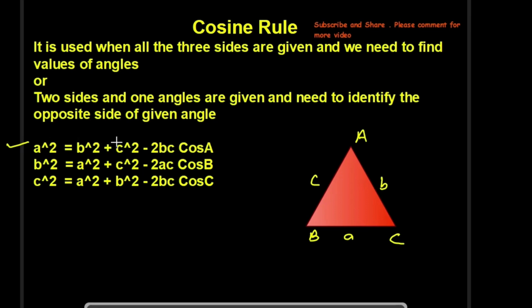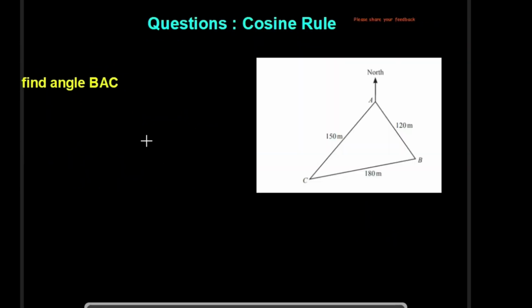That means, if you see, all three sides are involved and one angle is there, right? So if there is a relation between the three sides and one angle, then definitely we can go ahead and use the cosine rule. Okay, so let's take one example and try to solve this one.